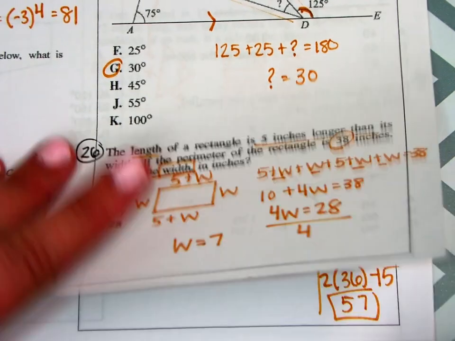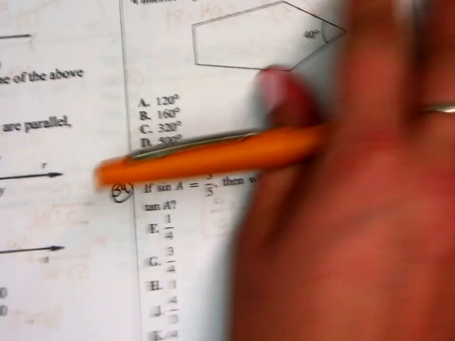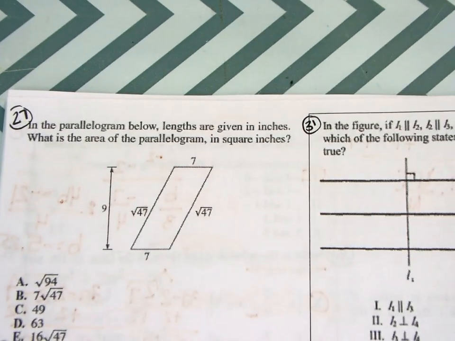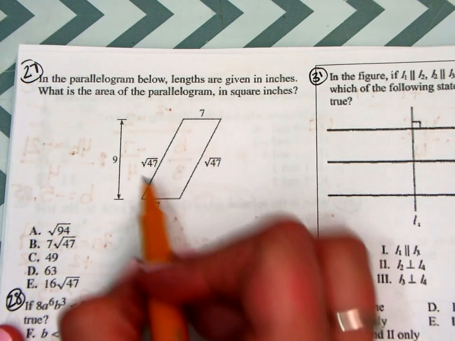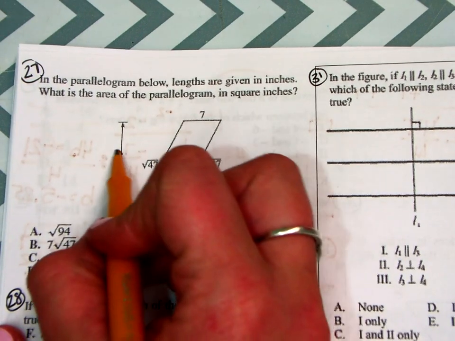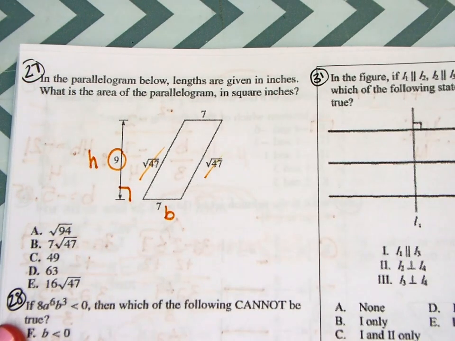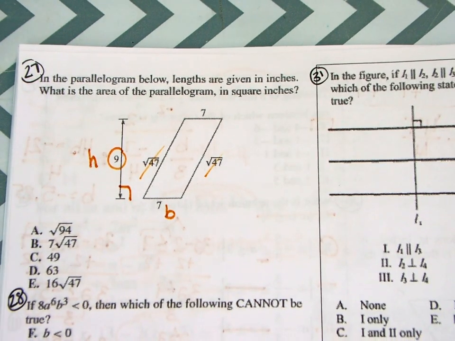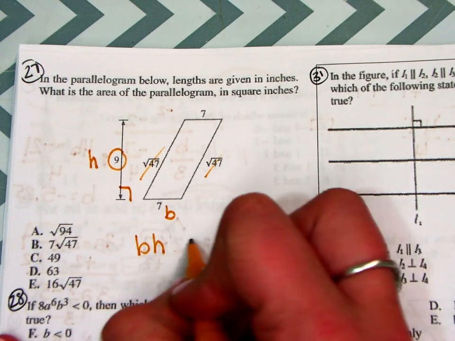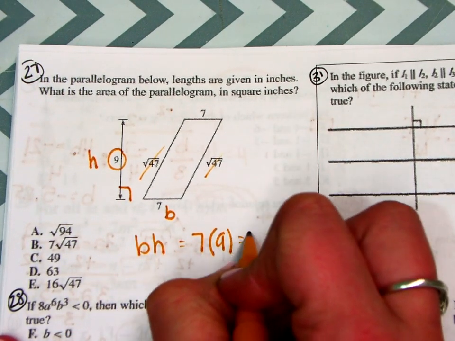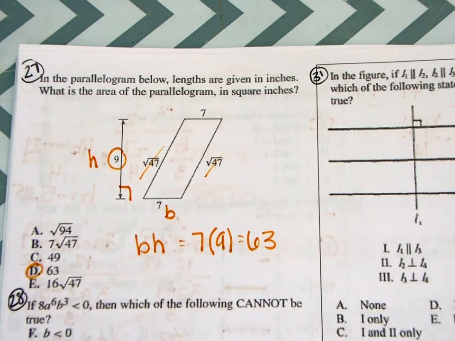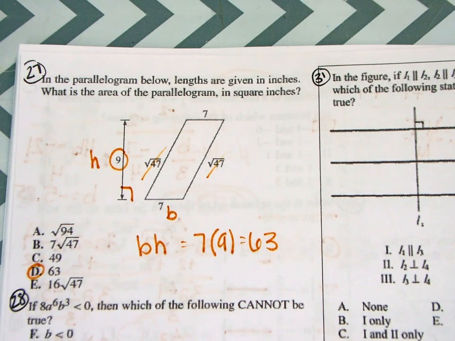All right, last page. In the parallelogram below, what is the area? The area formula for a parallelogram is base times height. Base and height will always be perpendicular, so this one lets you know that this is height and this is base. Square roots of 47 mean nothing. You can't have diagonal heights. So it's just base times height, so 7 times 9 is 63. They just put the square root of 47 there to throw you off. Don't get thrown off, you don't need it.